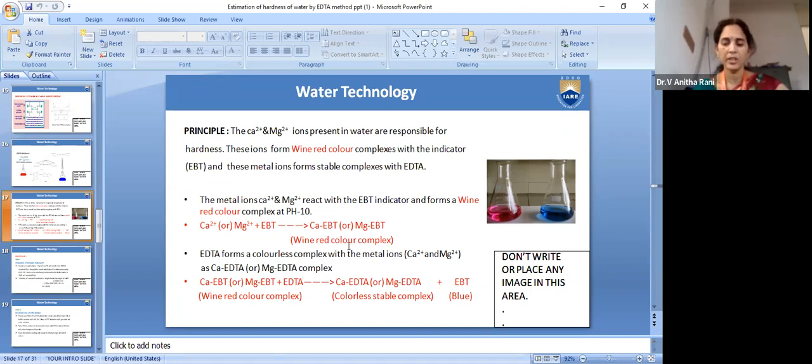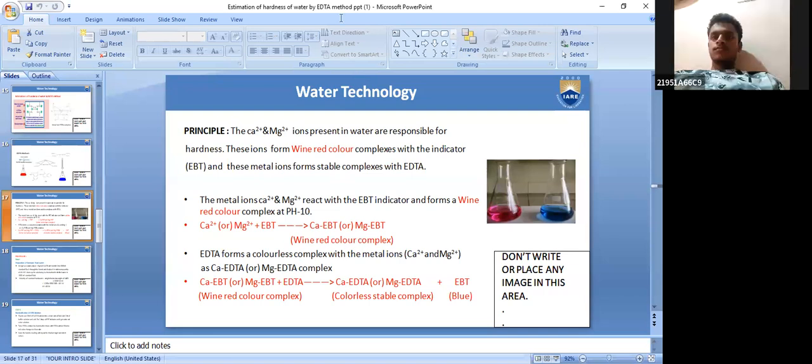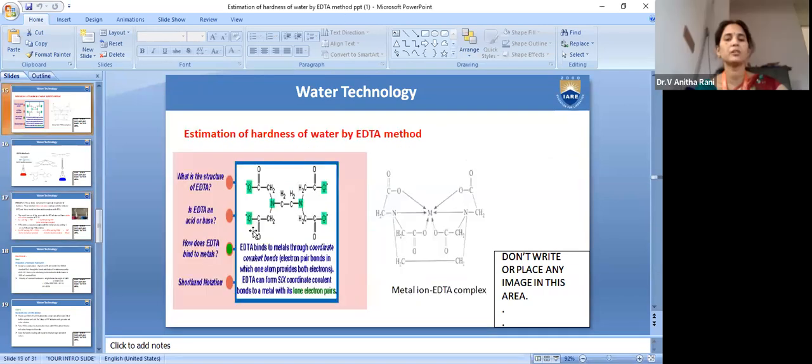Okay, students, are you listening to me? Yes, ma'am. Now listen carefully. You see everybody here: EDTA, ethylene diamine tetraacetic acid. It is a hexadentate ligand. Here, what does ligand mean?